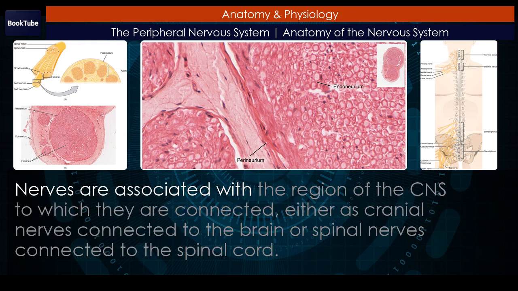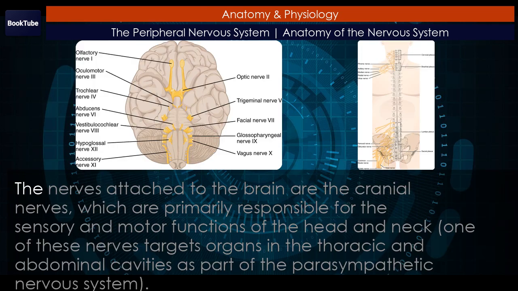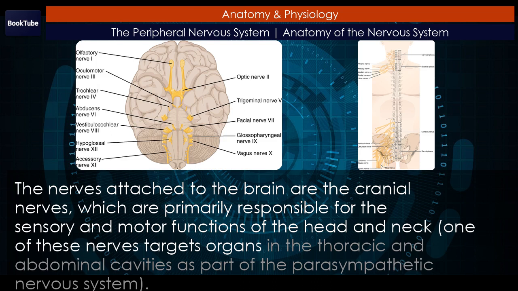Nerves are associated with the region of the CNS to which they are connected, either as cranial nerves connected to the brain or spinal nerves connected to the spinal cord. Cranial nerves. The nerves attached to the brain are the cranial nerves, which are primarily responsible for the sensory and motor functions of the head and neck. One of these nerves targets organs in the thoracic and abdominal cavities as part of the parasympathetic nervous system.